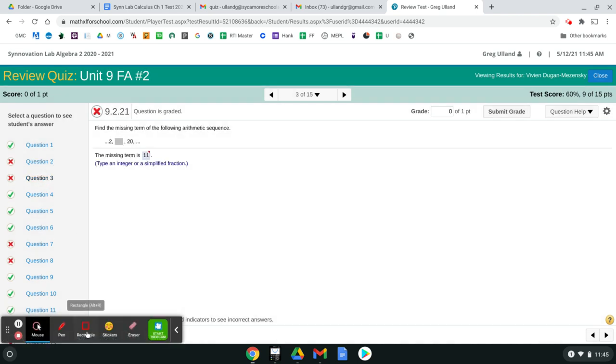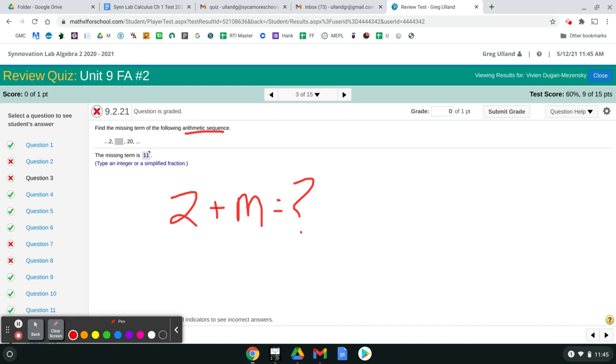For number 3, you were also very close. Here, it's an arithmetic sequence, which means we're adding to get to one term or the next. So you have 2 plus, I don't know, m, and that gives you question mark. And then, so we added something. We'll call it m. But then we added another m there.